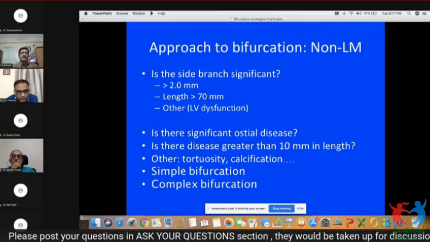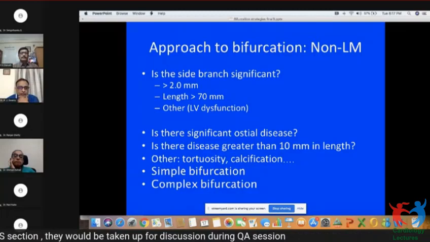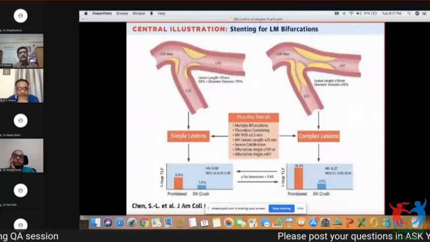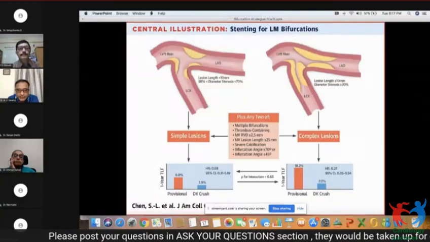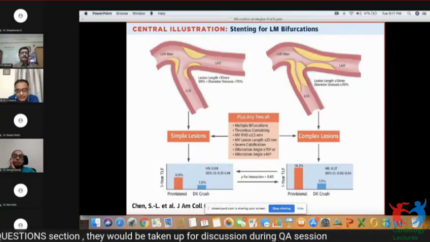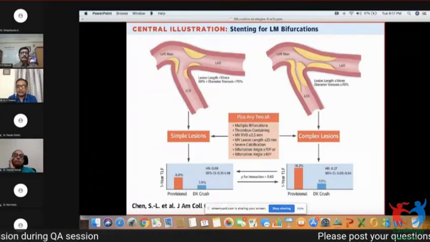Is there significant disease osteally? Is there disease greater than 10 millimeters in length? Tortuosity, calcification, will divide our bifurcation into simple and complex. And as has been said, these are the criteria. Any one of these: multiple bifurcations, thrombus containing, reference vessel diameter of the main vessel less than 2.5, lesion length greater than 25, calcification, a bifurcation angle more than 70 or less than 45. Any two of these will make this a complex lesion. And none of these will make this a simple lesion.